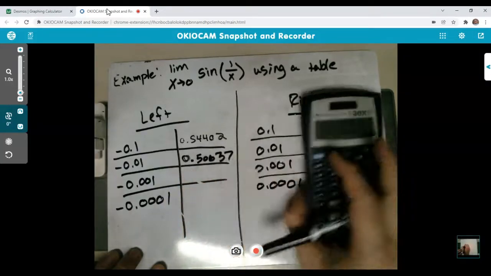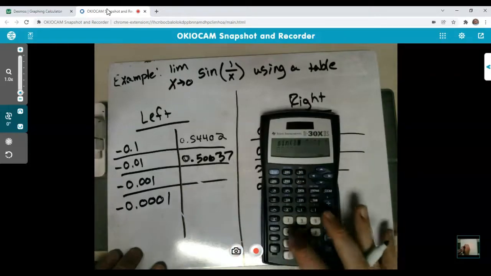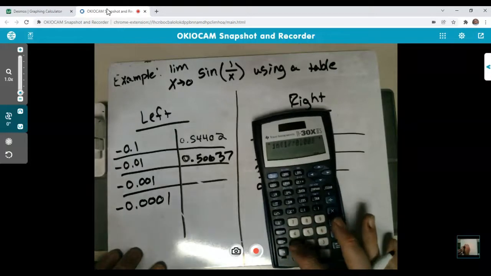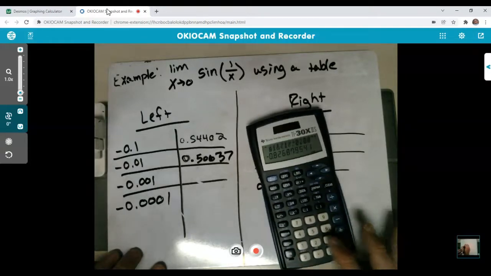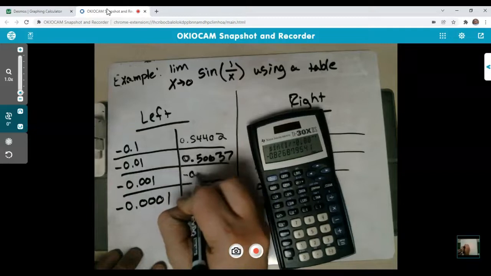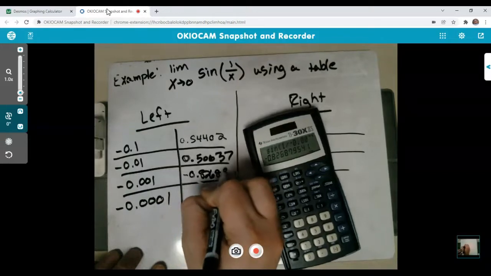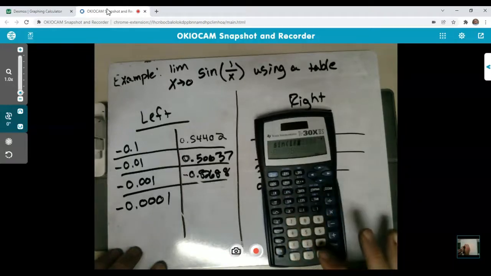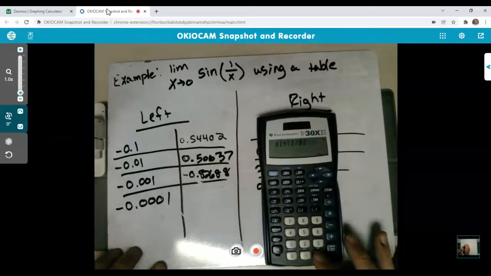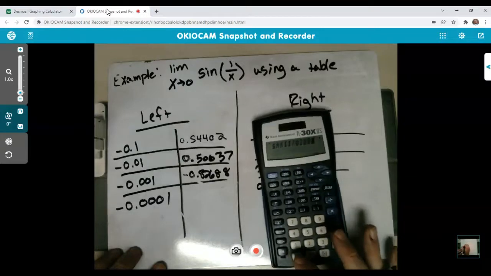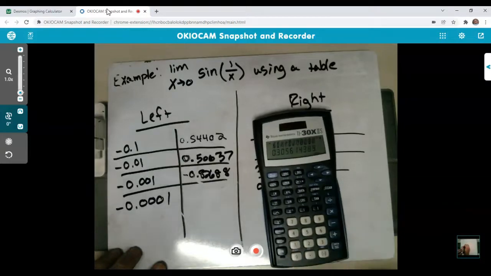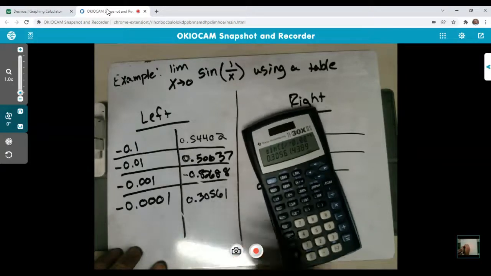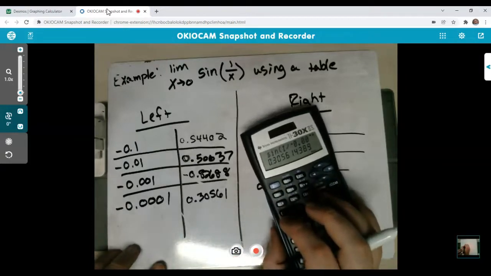0.50637. Next one, sine of 1 over negative 0.001. That gives you negative 0.82688. Let's try the next one, sine of 1 over negative 0.0001. It gives you positive 0.30561. Let's go over to the right side now and do those.